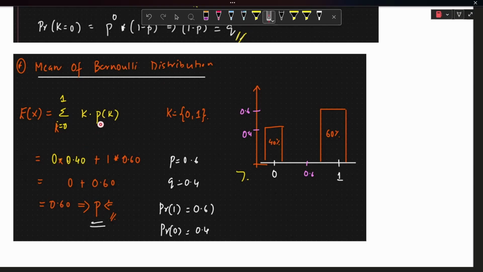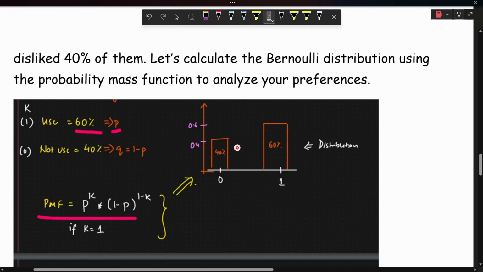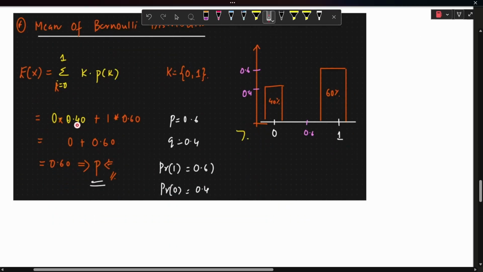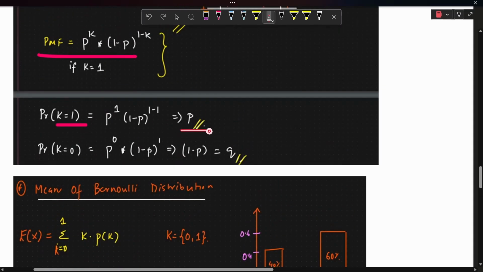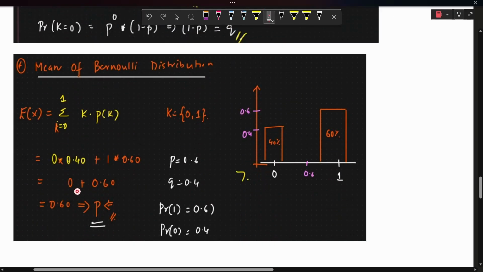Into P of k, if k is 0, then we have seen that q is nothing but 40, that is 0.40, plus if k is 1, 1 into P of k equal to 1, which is nothing but p, and p is 60%, that is 0.60. When we add these both, it is 0.60, that is p.